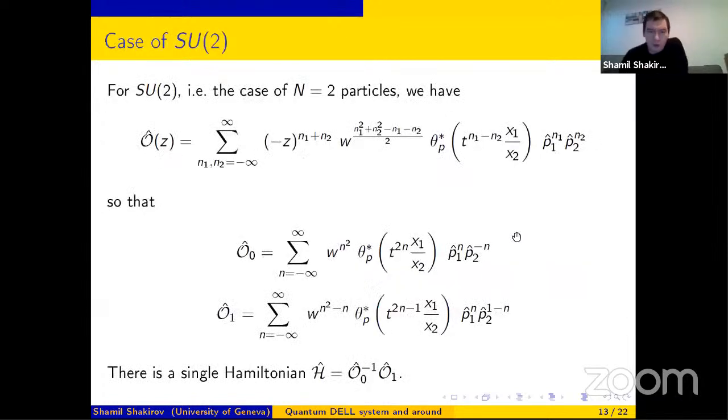So I do want to, in the remaining few minutes, consider the case of SU(2) explicitly, because this is really enlightening. So for SU(2), in the case of two particles, we have this operator O of Z in accordance with the previous formula. What's nice is that there is no product. There is a single theta function here. And you have only two modes to consider, O0 and O1. It's easy to see by periodicity that the higher modes are going to be equal to either O0 or O1. And there is a single Hamiltonian, which is O1 divided by O0 to the left.